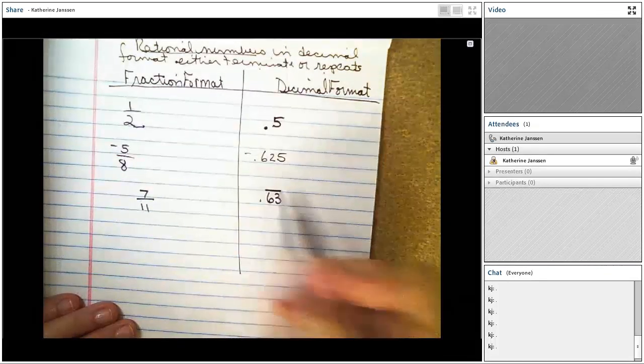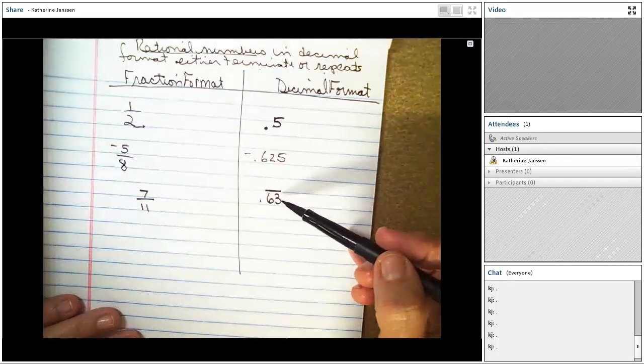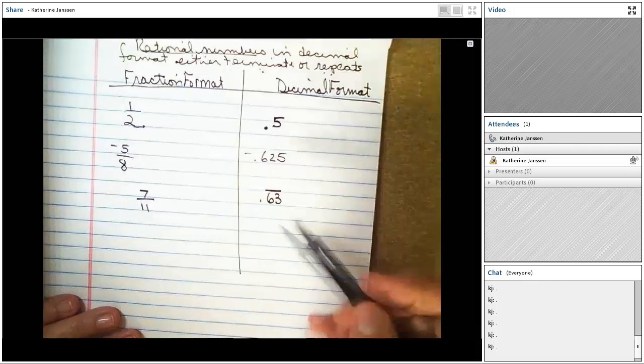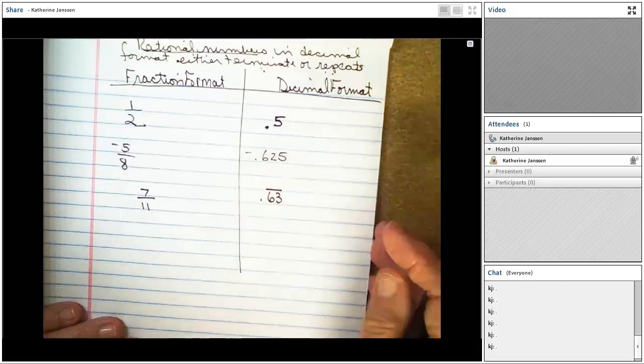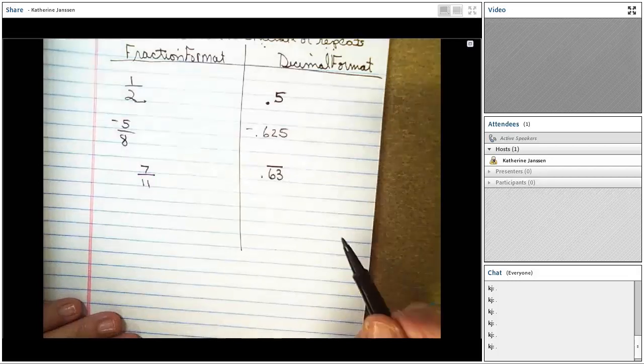0.63, and we put the bar over the placeholders that repeat. 0.636363. So it either terminates or repeats. So 7/11, yes, it is a rational number because in its decimal equivalent form, it repeats.